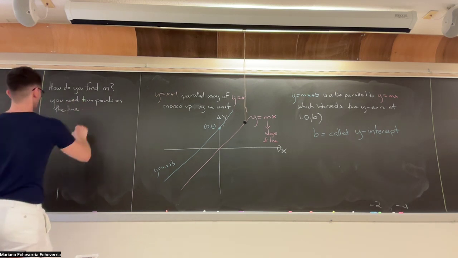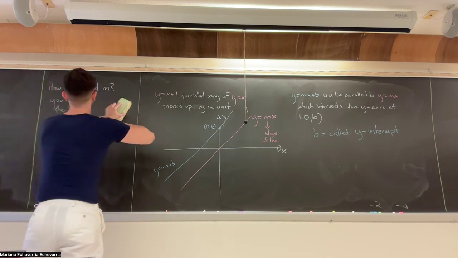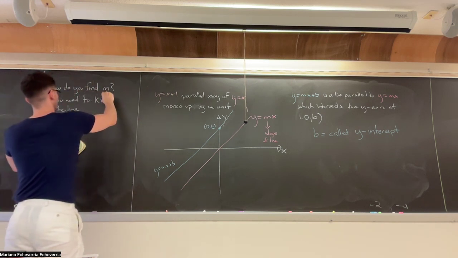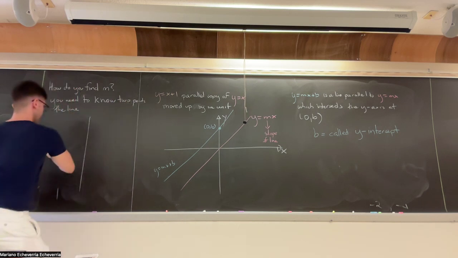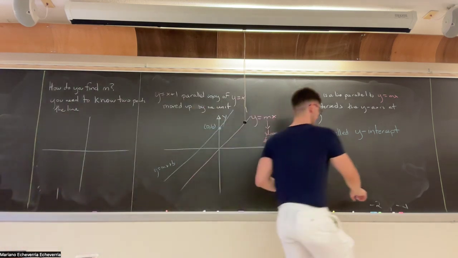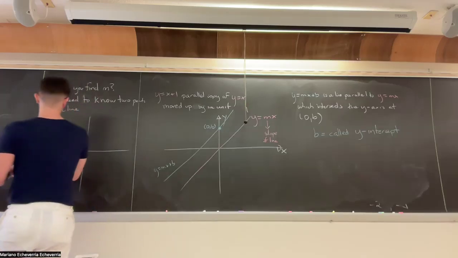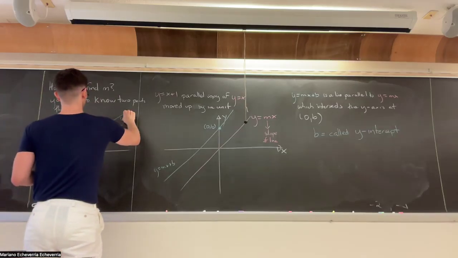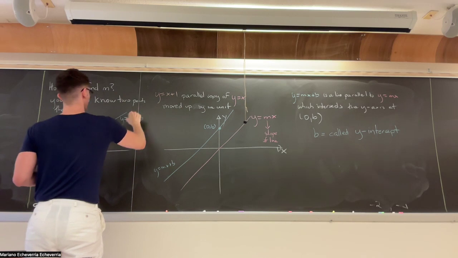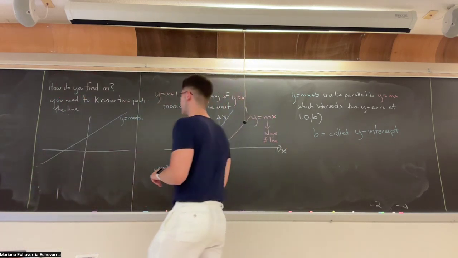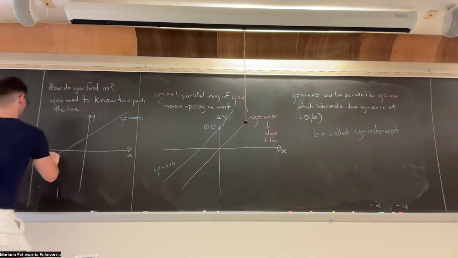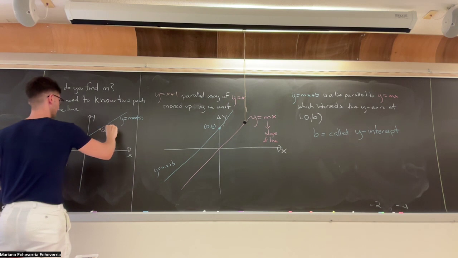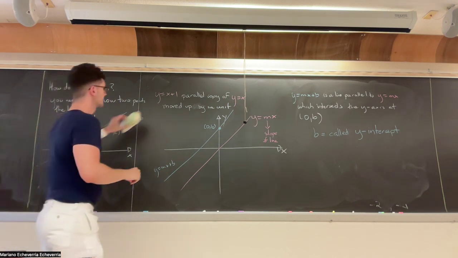You need to know the values for 2 points, because let's say you have a line that is y equals mx plus b, but you know 2 points on the line. Usually the name for those 2 points is x1, y1, and x2, y2. Okay, let's say you know those 2 points.